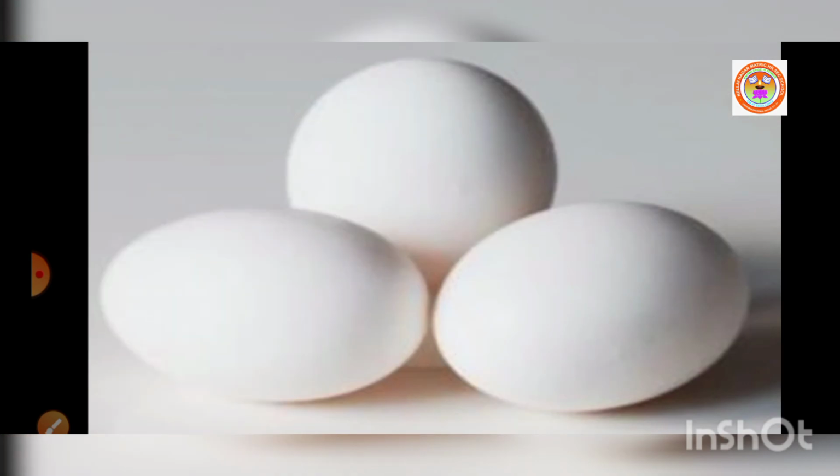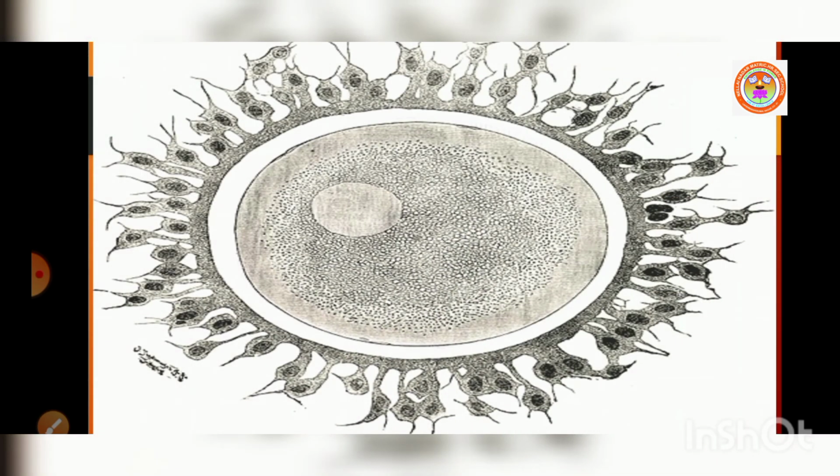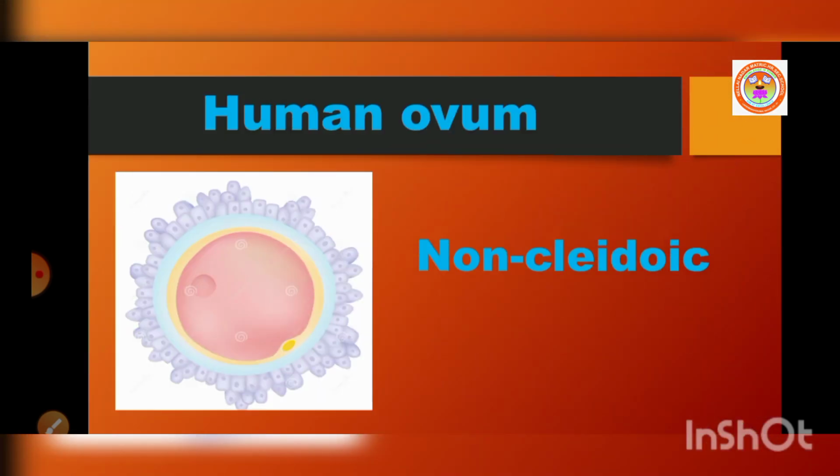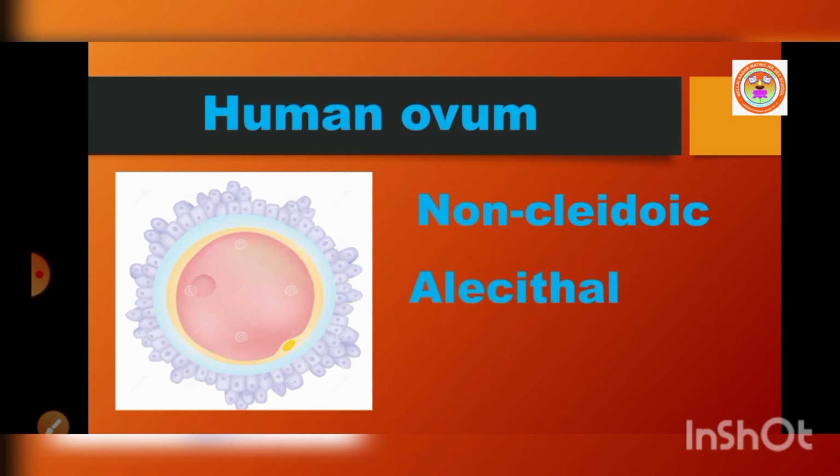Aleucital means egg is having a yellow color part, that is called egg yolk. But in human ovum there is no yolk. Absence of yolk is called aleucital. As well as it is microscopic in nature. You got it? Human ovum is non-cleidoic, aleucital and microscopic. I repeat, non-cleidoic means absence of shell, aleucital means absence of yolk, and it is microscopic in nature.